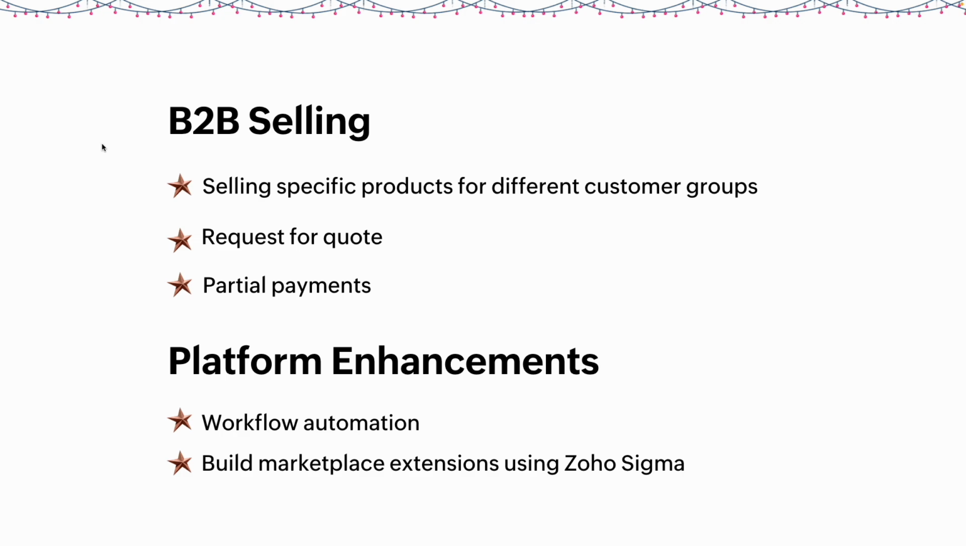And finally, from a platform enhancement perspective, we have workflow automation that you can do to set up certain flows in the business that you want. And also we are letting you now build marketplace extensions using Sigma as well. So these are all the highlights. So you'll be able to see all these features rolling out in the next 2 quarters max. By end of Q4, most of these features should be live and you will be able to use them.